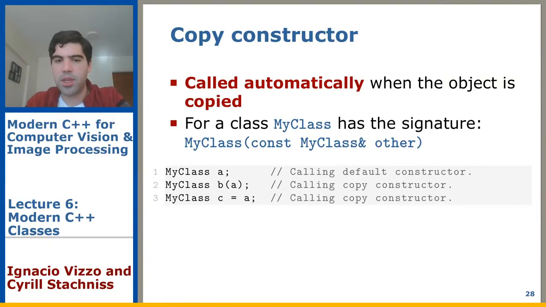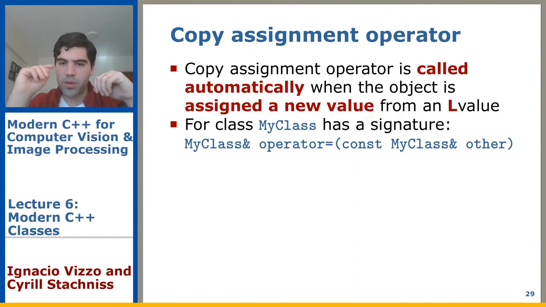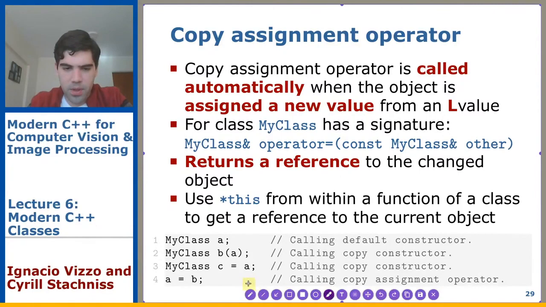There's a copy assignment operator that is equivalent to the constructor. It is called automatically when the object is assigned a new value from an lvalue, and the signature is this one. So you overload the operator equal. And here is an example of usage. In this particular case, you're calling the copy assignment operator. This is another typo on the slide.